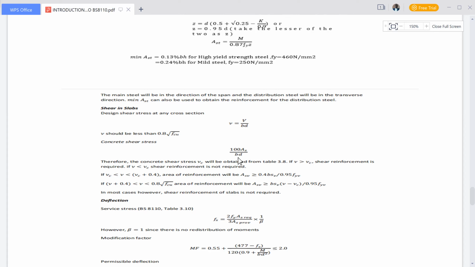After you get 100 As over bd, remember this As is the area you obtain from the table, not what you calculated, because after you calculate and test that it meets the minimum, you go to your table and obtain an area that is either equivalent to what you calculated or slightly more than that. That area you take from the table is what you use here. Now, let me show you how we can obtain the value of vc. Table 3.8 is this way.